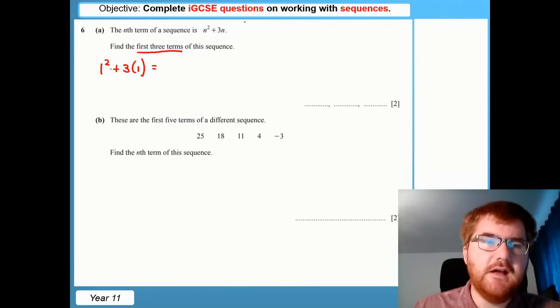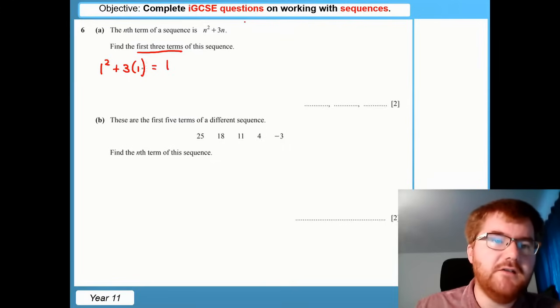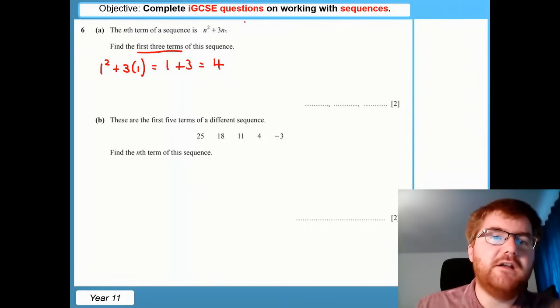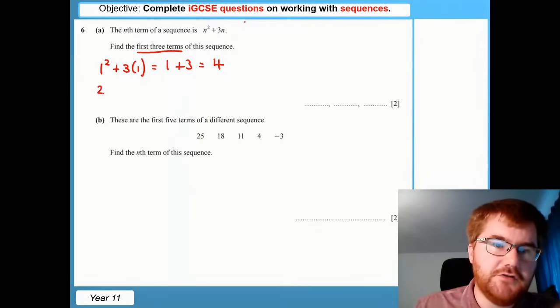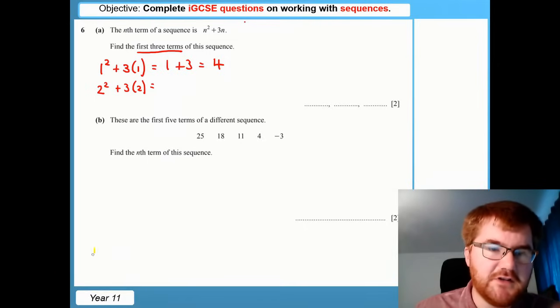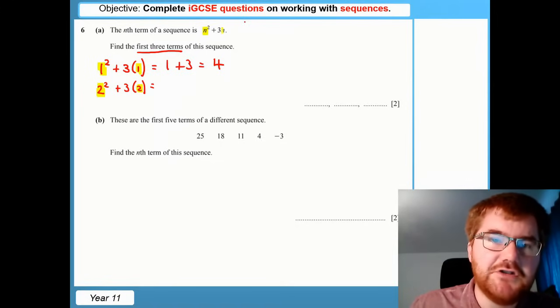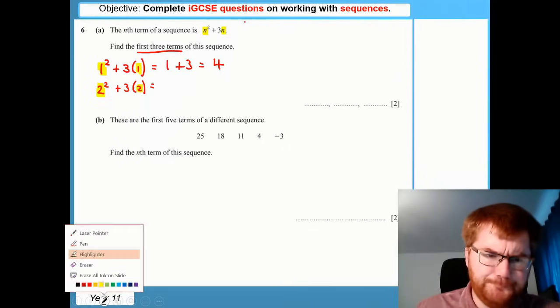Let's just calculate this. So 1 squared, 1 times 1 is equal to 1. 3 times 1 is equal to 3. And so the first number of the sequence is going to be equal to 4. Now we do exactly the same process, but instead of having an n here, we're going to put a 2. So we get 2 squared plus 3 lots of 2. So if I use the highlighter just to show what's going on here, the 1 here and the 2 here, this is just replacing the n each time in our nth term.